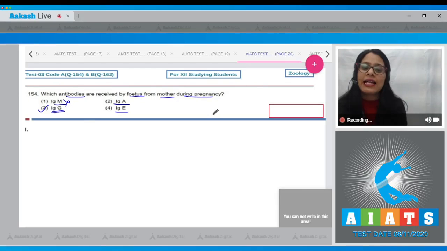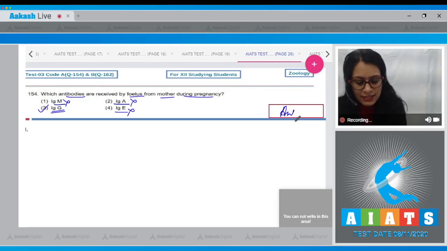IgM is incorrect. IgM is the largest antibody and cannot cross placenta. IgA is incorrect. This is a secretory antibody present in mucosa lining of digestive tract or reproductive tract, etc. IgE is also an incorrect option. So the correct answer to this question is option number 3. Let's move on to the next question.